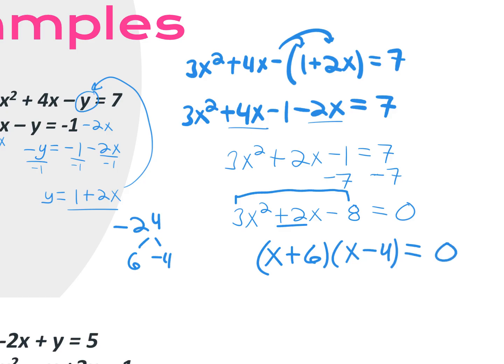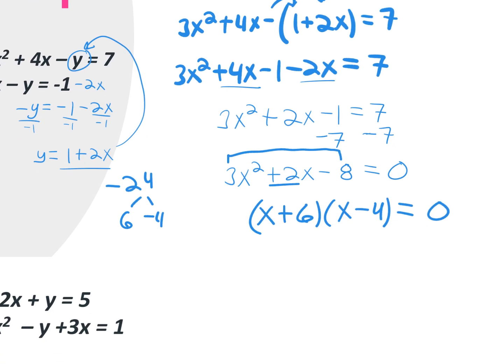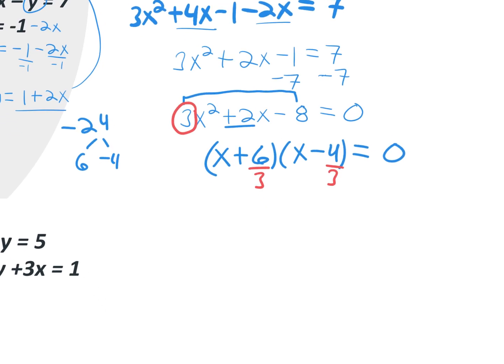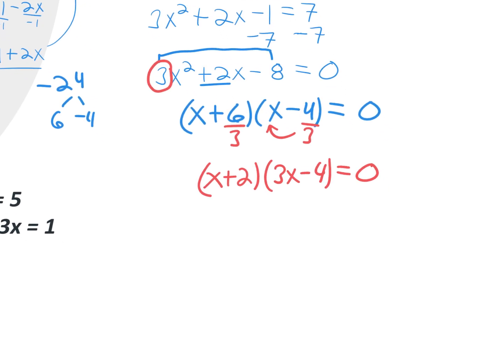This is one of our special cases. What should I do with those numbers now? Good, there's a 3 in front, so we need to divide these by 3. 6 divided by 3, does that get you anything? Good, 2. So we get x plus 2. 4 divided by 3, does that get you anything? No, so let's move the 3. So we get 3x minus 4 equals 0. Now we set each of these factors equal to 0. What do we get for one of our answers? Negative 2. What do we get for our other one?